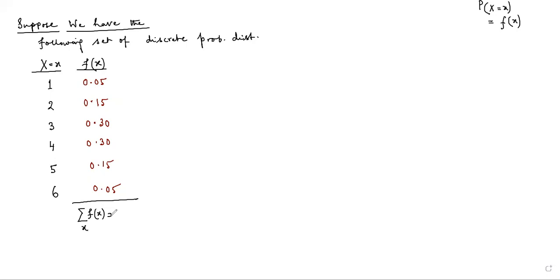Okay, because you know it is the fundamental criteria for a distribution to be a probability distribution, that its total probability must be equal to 1. So if I add these figures, let me see how much we are getting. We are getting 1.00. So yeah, the total probability is 1. Okay, we are satisfied with this.